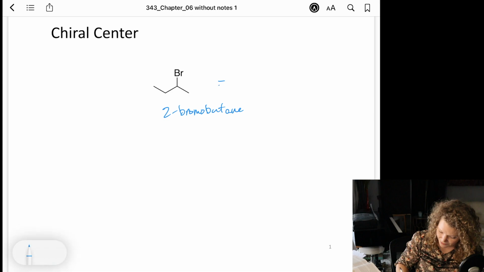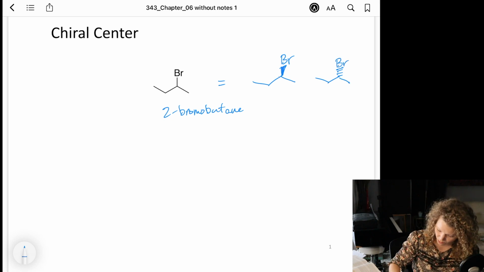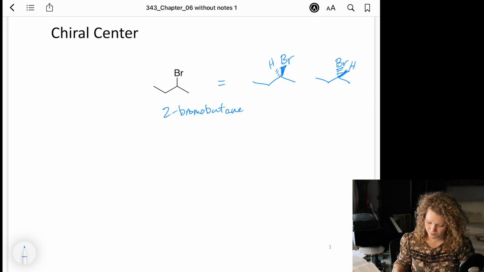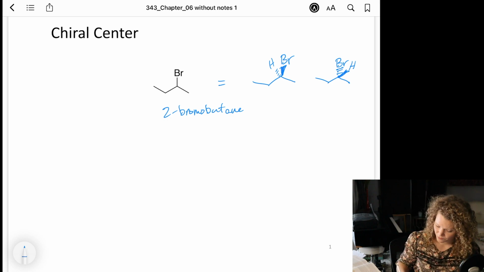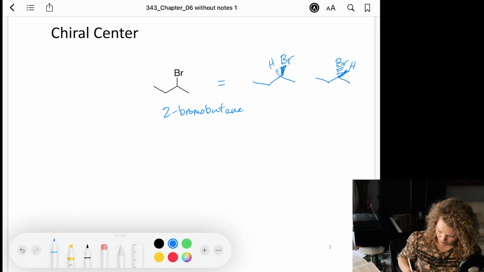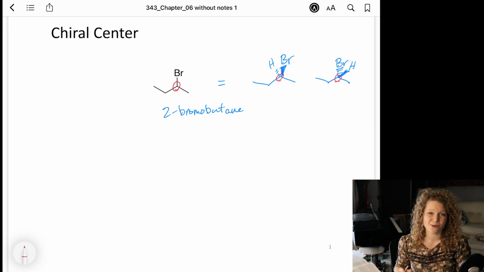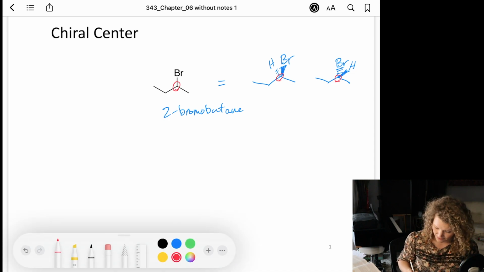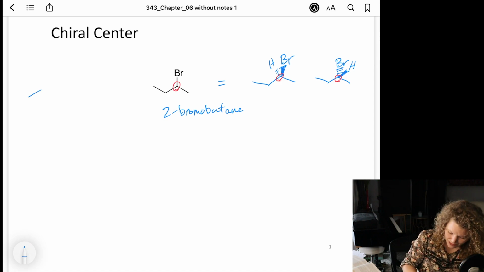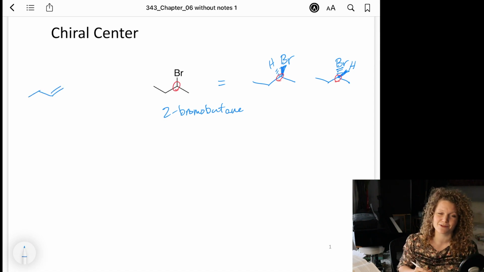Now, we could have the bromine coming forward, and we could also have the bromine going back in this dash. You could also draw in your hydrogens if you'd like. These 2 molecules, so here is our chiral center right here. We're going to talk about how to name these, either with the R or S nomenclature. The reason I bring this up is because we actually know how to make this from 1-butene.